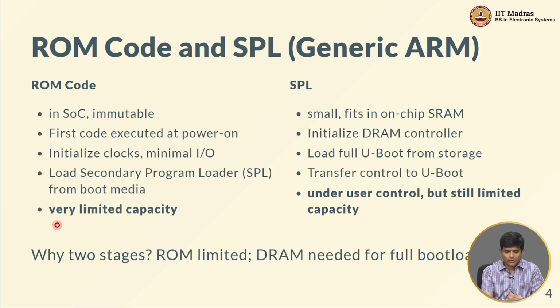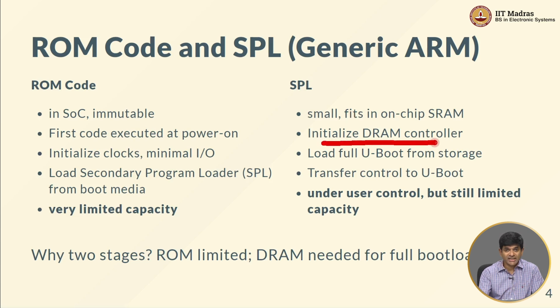So, now that we have established that the ROM code has very limited capacity and cannot do very much, its main job was to load in the SPL, the secondary program loader. Now this is also small, tens, maybe hundreds of kilobytes at most, right? But that's okay, because many ARM SoCs have, a very common value, somewhere around 256 kilobytes of on-chip SRAM. It's sometimes called the OCM, or on-chip memory, right? Now you may have less, in which case your SPL has to be even smaller. But it doesn't have to do very much.